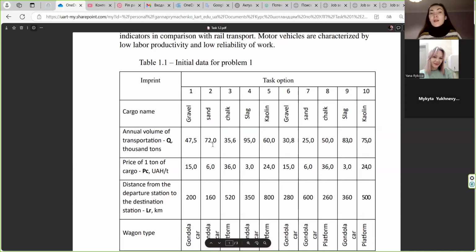For the second variant, 72,000 tons. But in the formula, we need to write this information in tons. So you could already multiply it by 1,000 because we need this parameter in tons. Okay, find it by your variant.